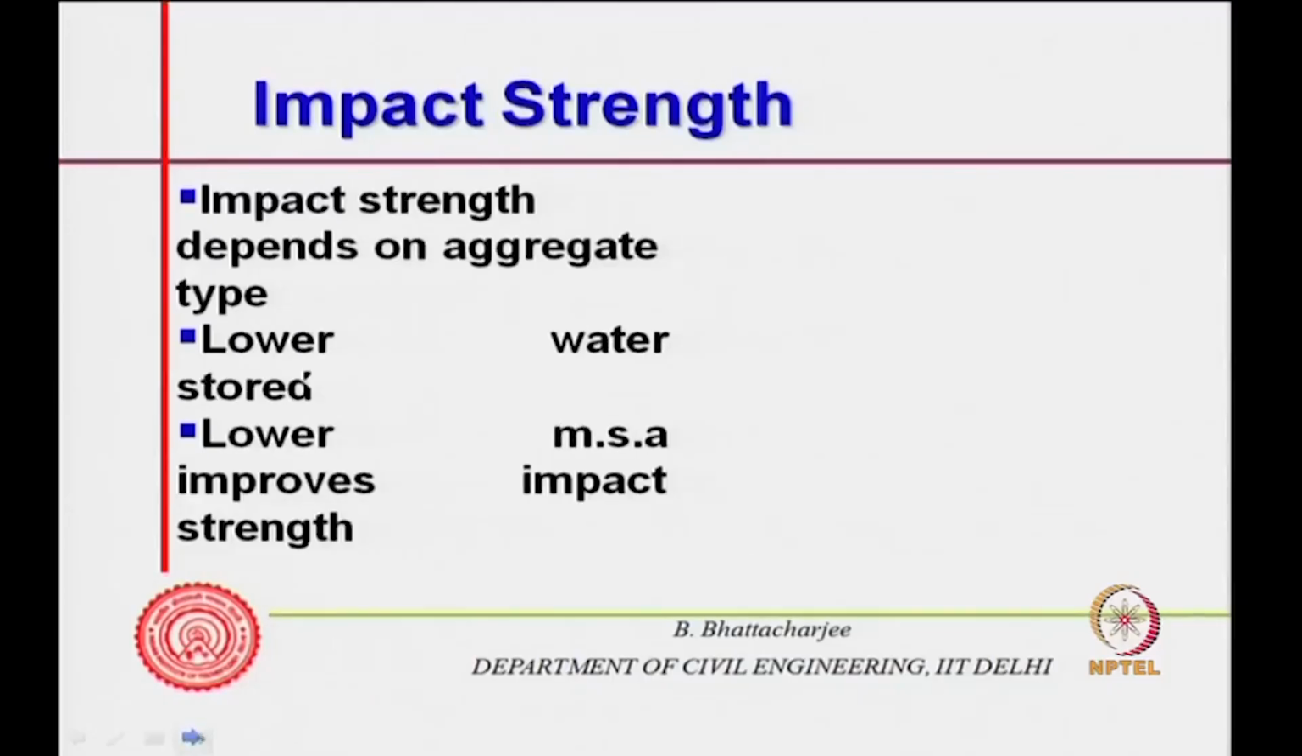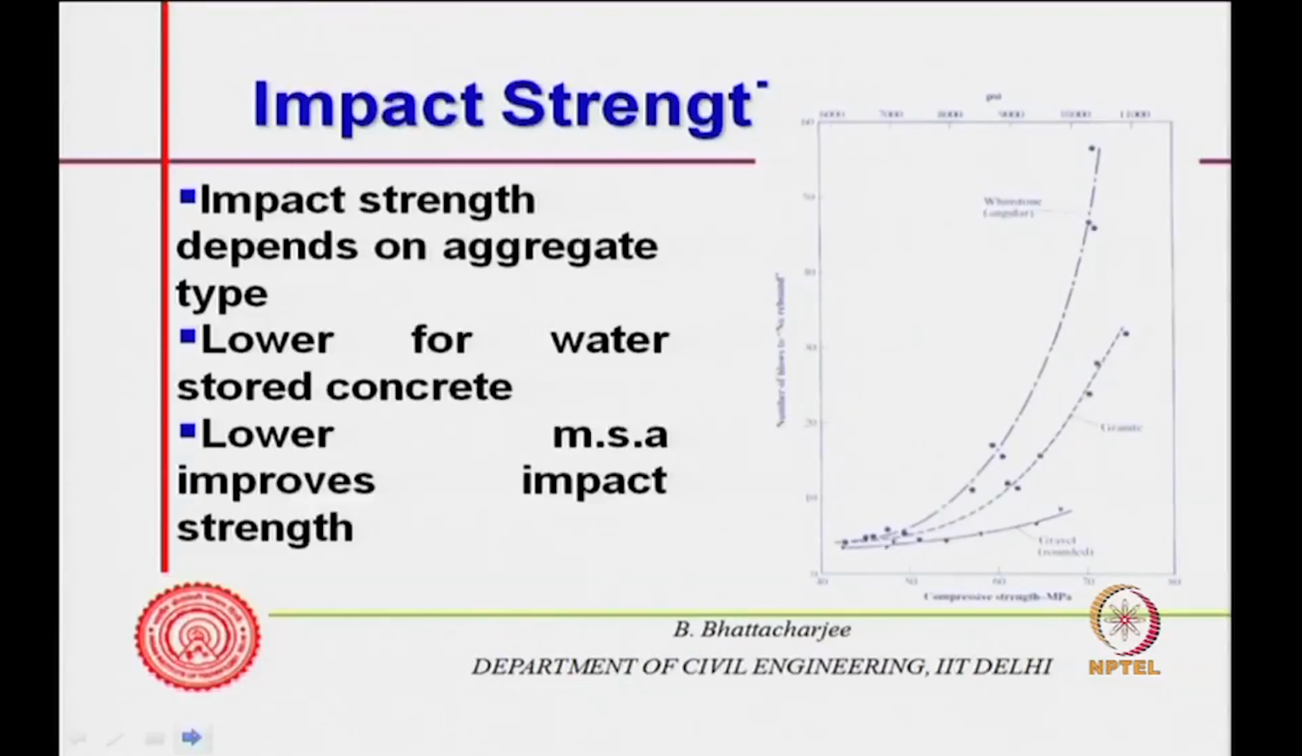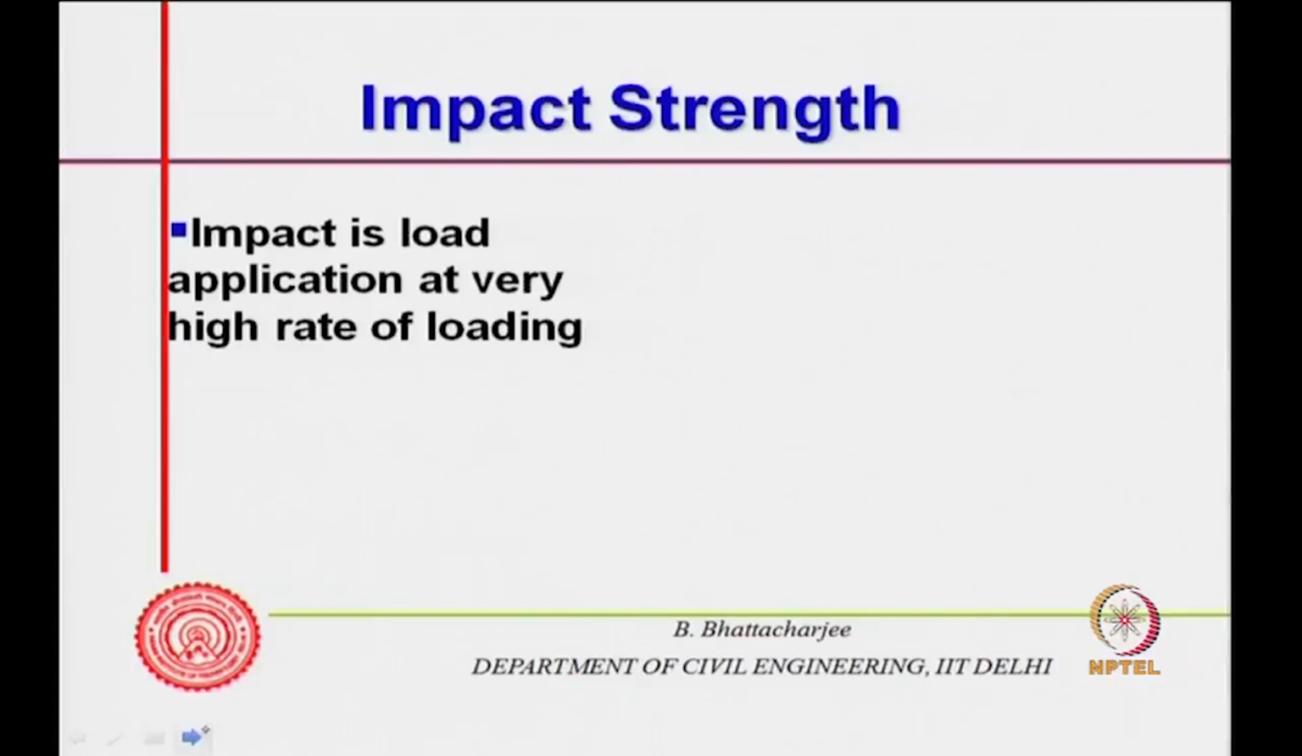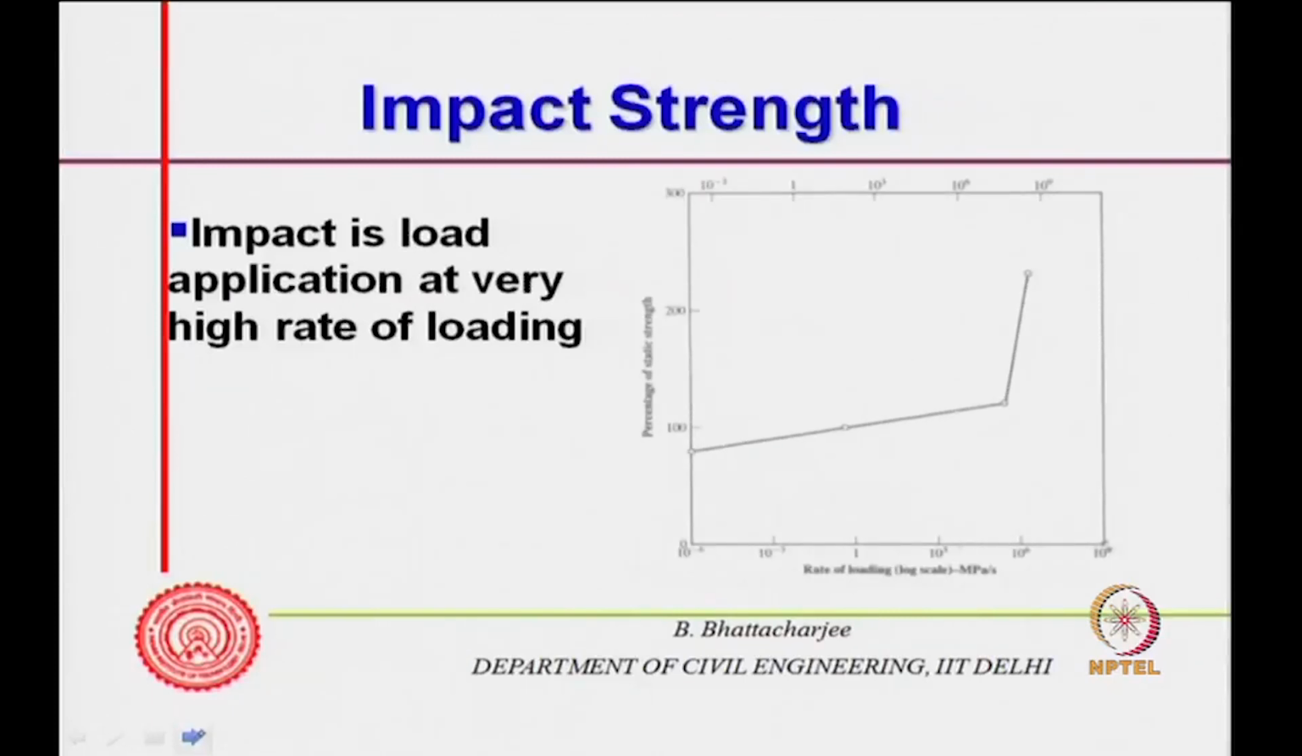Impact strength again can be related to compressive strength, and it depends strongly upon aggregate type. Lower for lower water stored concrete, and lower MSA improves impact strength, and that is shown by this diagram, different types of aggregate. This is the number of impacts it can take, the way it is measured, depending upon compressive strength. So, both impact strength as well as abrasion, they are a function of compressive strength, and impact is loading at a very high rate, very fast rate. So, rate of loading is very high, impact is related to that.